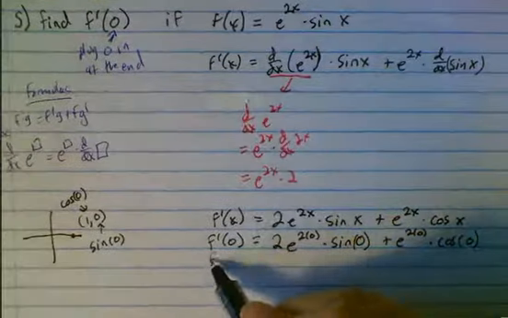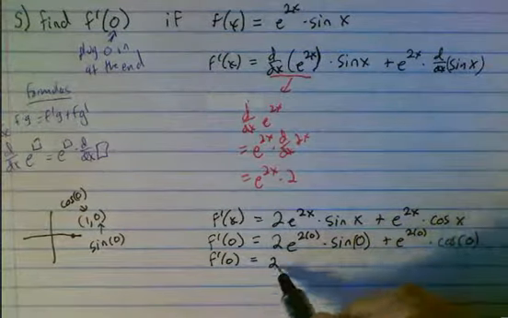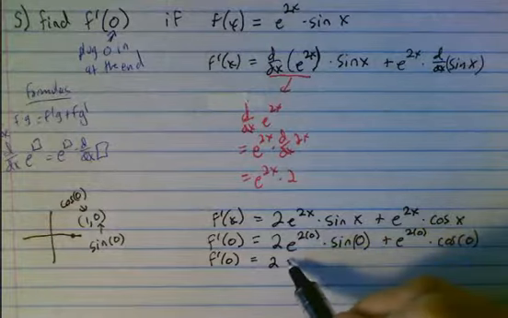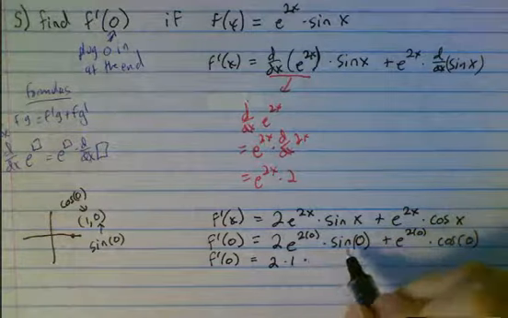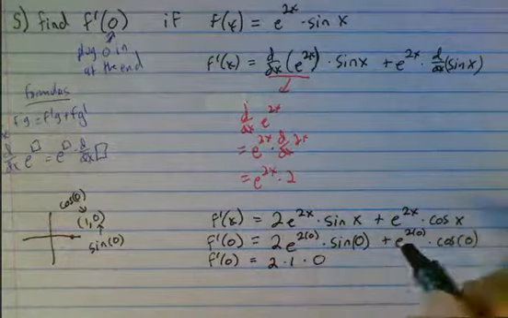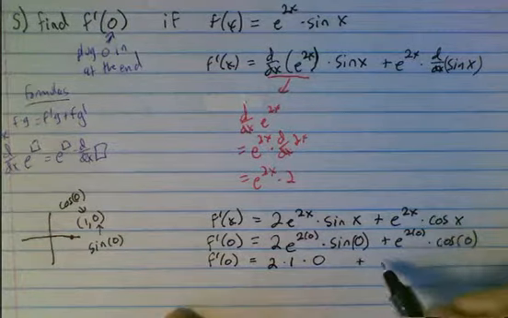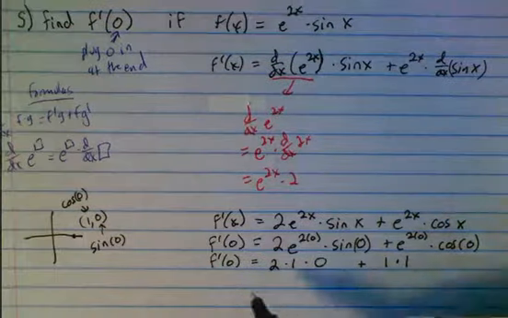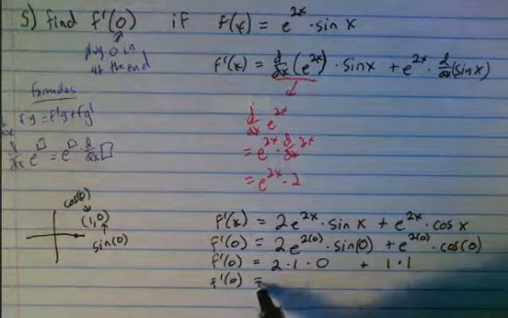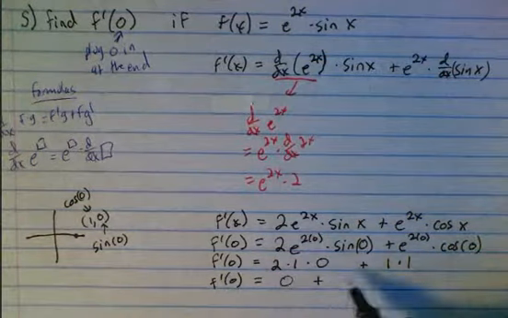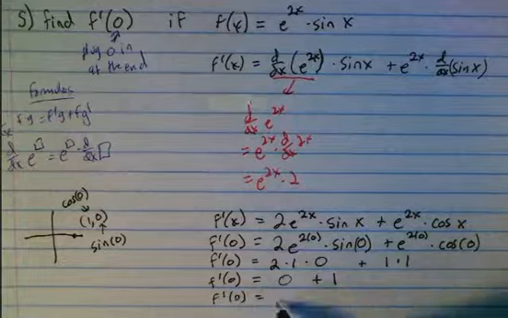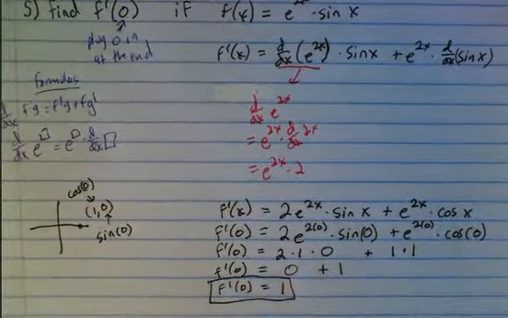So what that means, e to the 2 times 0 is e to the 0. Anything to the 0 power is 1. Sine of 0 is 0. e to the 0 is 1. Cosine of 0 is 1. 2 times 1 times 0 is 0. 1 times 1 is 1. 0 plus 1 is 1. Right like that.